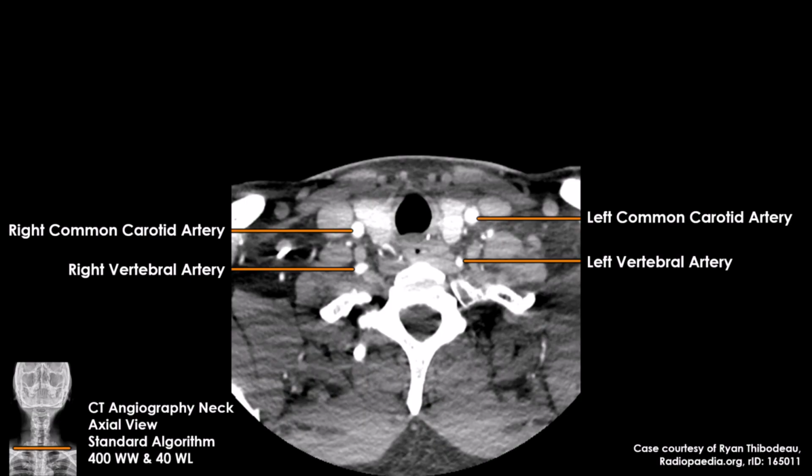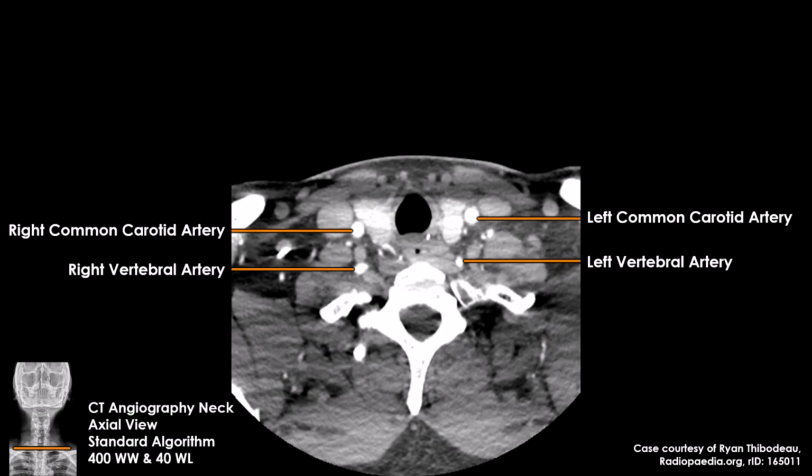The right common carotid artery originated from the brachiocephalic artery. The left common carotid artery originated directly from the aortic arch. Both of these vessels will eventually bifurcate and supply various aspects of the head and neck. These arterial vessels all look perfectly normal. They are all round with smooth edges and totally opacified with contrast.